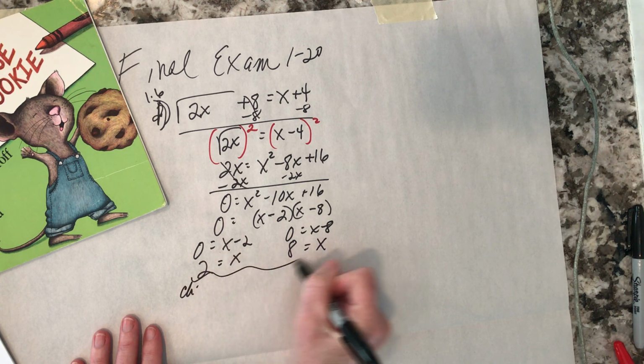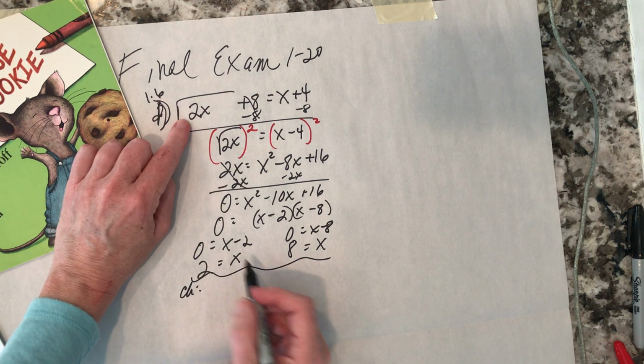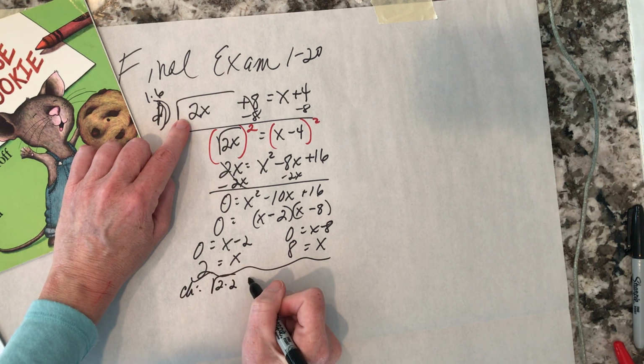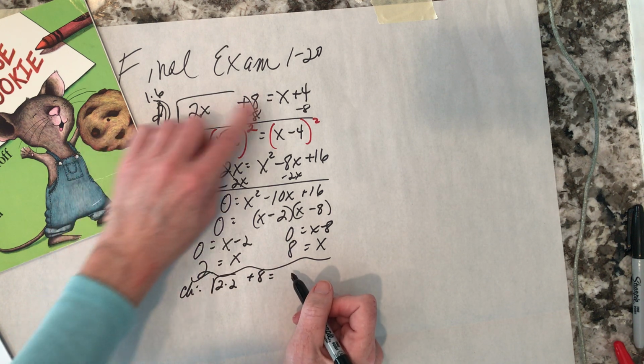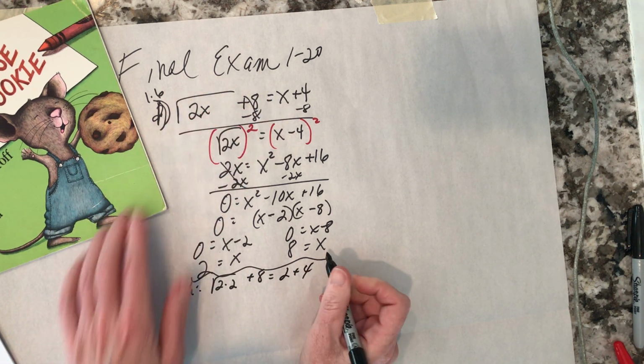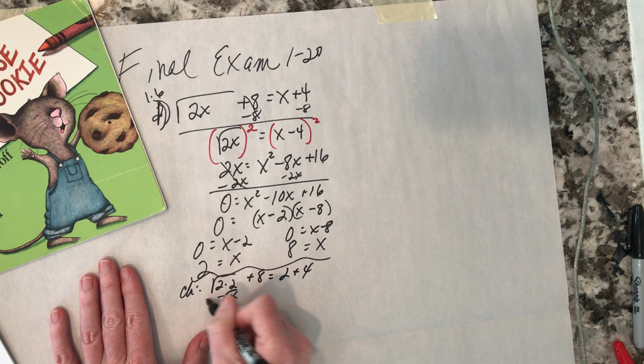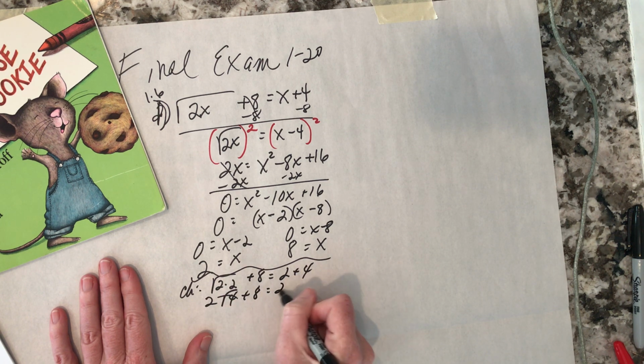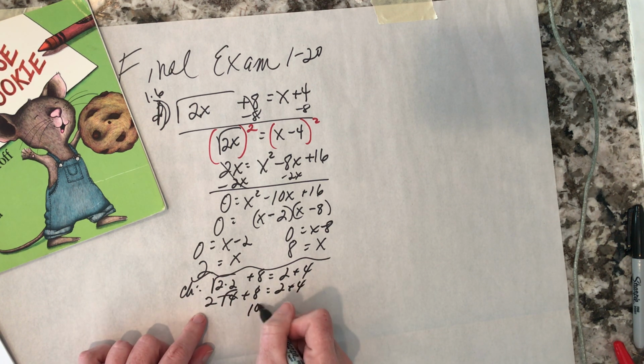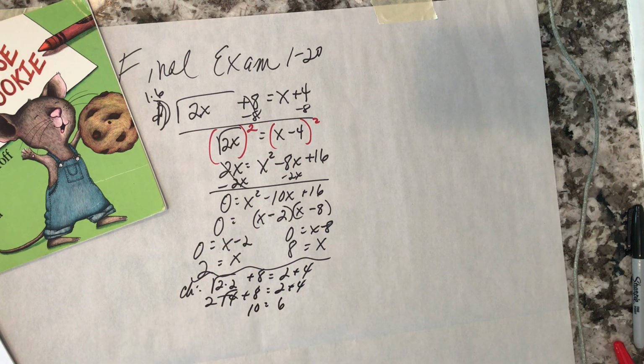So let's check our answers. Putting a 2 in here, the square root of 2 times 2 plus 8 equals 2 plus 4. Let's see, that's the square root of 4, which is 2. 2 plus 8 is 10, equals 6. Not exactly. So where is it? That one doesn't work. Let's try 8.